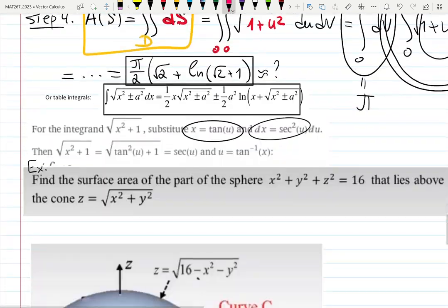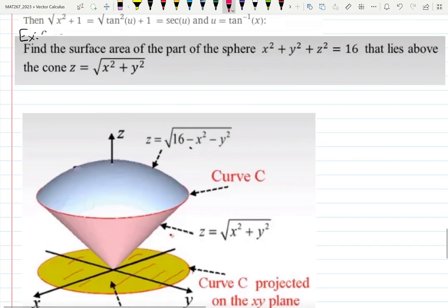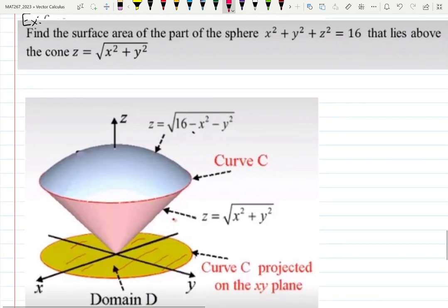So let's do one more example from your homework. As you can see, it's literally from your homework. Find the surface area of the part of the sphere that lies above the cone. That's an ice cream cone. Something is above the cone, and that something is some part of the sphere, not necessarily half, by the way. Just think about that. Some kind of part of the sphere. So that's how ice cream looks like.